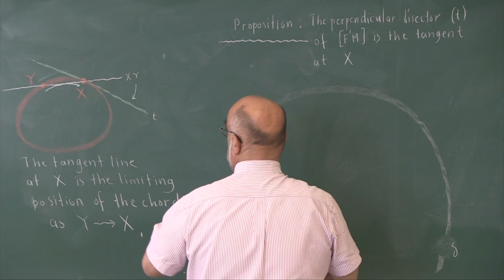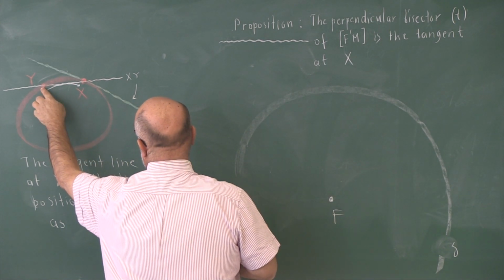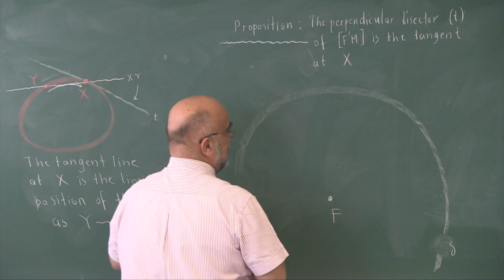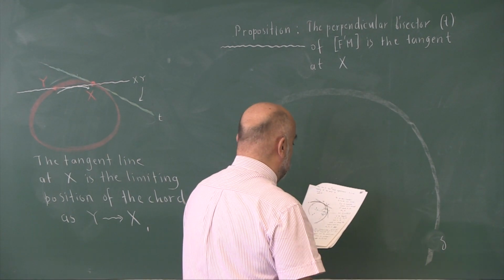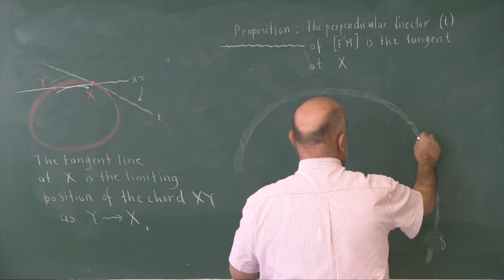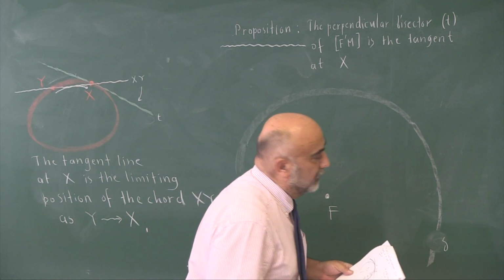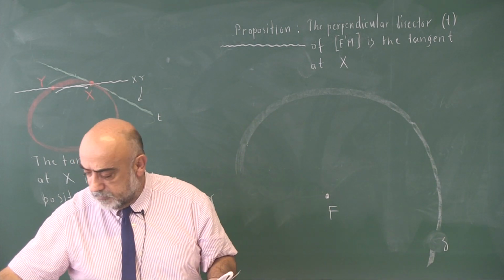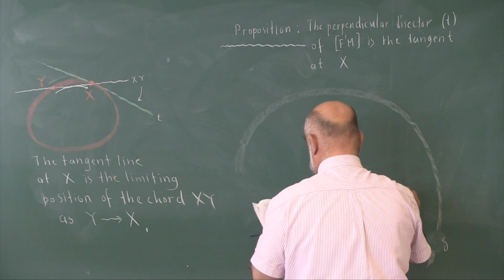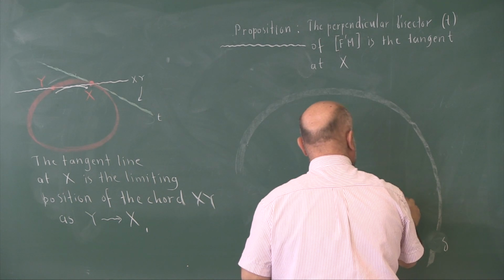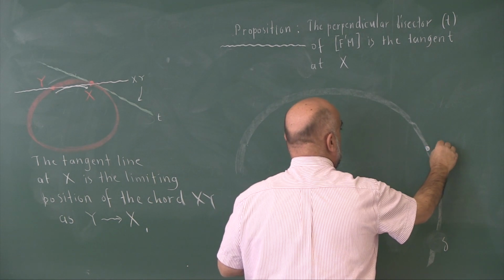So I will take a fixed point x, and I will take a point y, which I shall imagine to be variable and approaching x. So how do I do it? Well, I simply take a point m. So I want to be consistent. So where is f prime? F prime is somewhere here. That's the second focus. So let me take an m here.